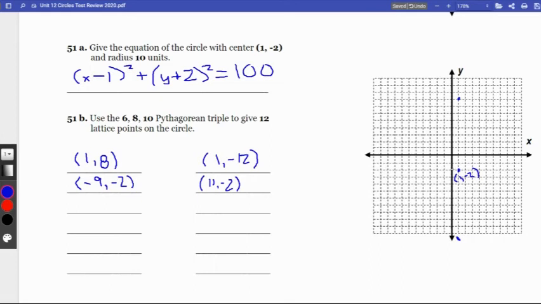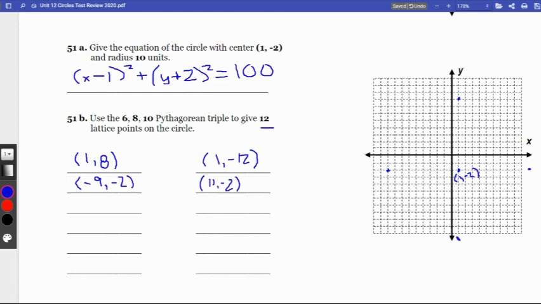To the left by 10, 1, 2, 3, 4, 5, 6, 7, 8, 9, 10. There is (-9, 2). And then finally to the right by 10, 1, 2, 3, 4, 5, 6, 7, 8, 9. And there we go, again, just off the graph paper. And so, excuse me, those are 4 easy points, but this says 12.